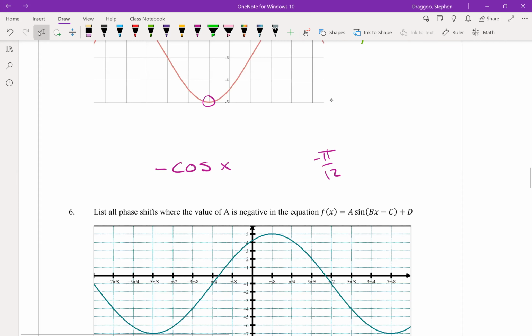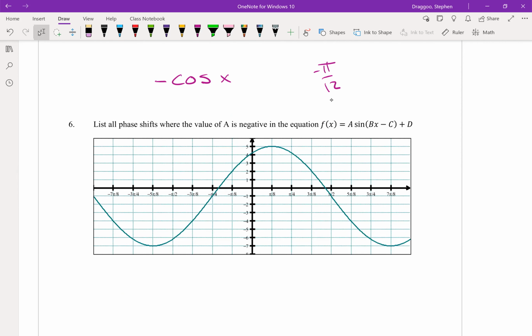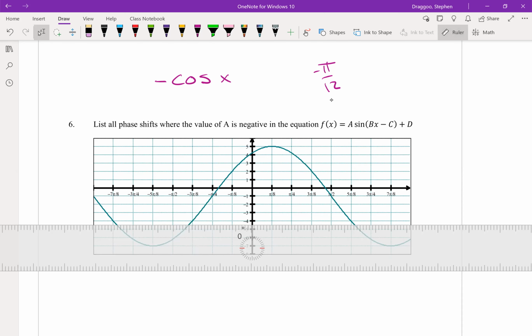Right. Then the next one, if we just ask about cosine, let's ask the same thing about sine. So here's an option, list all phase shifts where the value of A is negative in the equation A sine bx minus c. So since I'm doing sine, it'll be helpful to have my vertical shift line on here.